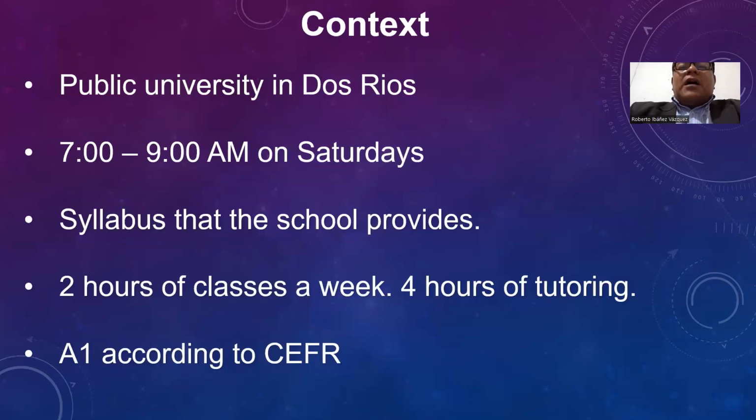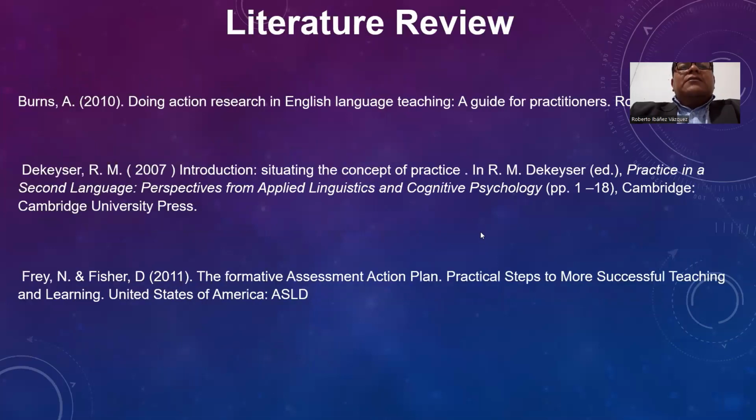The participants are 21 young learners from 18 to 30 years old. They are A1 level according to the Common European Framework. Most of them took English in their high schools, but they struggle when they work with grammar structures included in the syllabus. Now, as part of the literature review, I will mention some important authors that contribute to this proposal.